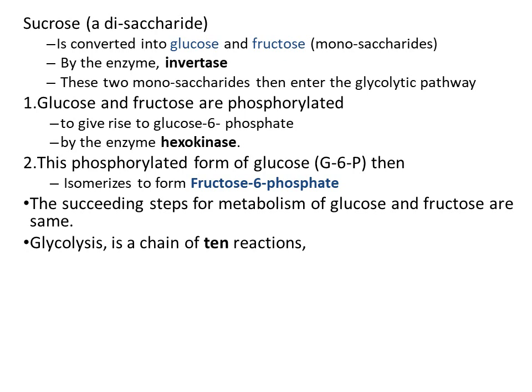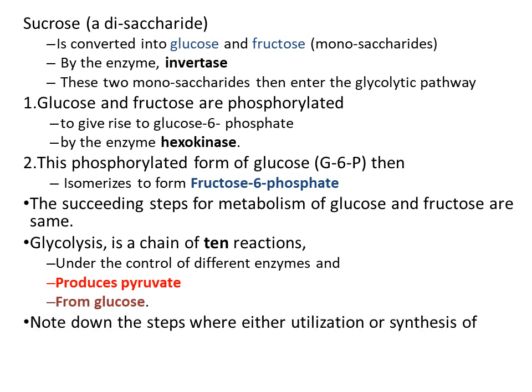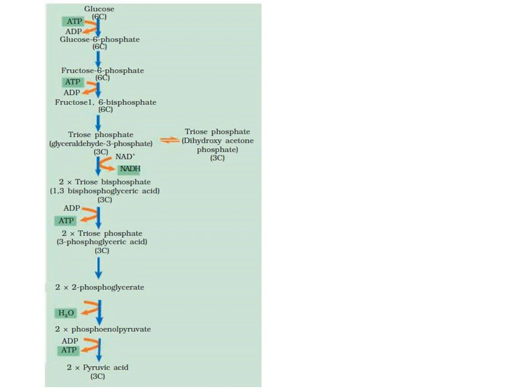Glycolysis is a chain of 10 reactions, each controlled by a different enzyme, and ultimately produces pyruvic acid from glucose. As we study glycolysis, note down the steps where either ATP is utilized or synthesized and the steps where NADH, NADH plus H+, are synthesized during glycolysis. This is the scheme of the 10 steps of glycolysis.